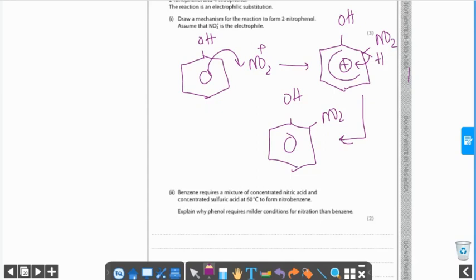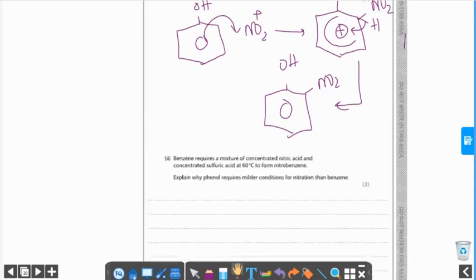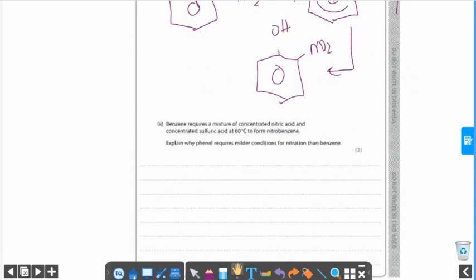Explain why phenol requires milder conditions. You don't need to use the catalyst or warming, such high temperature is not necessary, because phenol can be nitrated just by adding dilute nitric acid. And if you use conc nitric, you get 2,4,6 trinitrophenol, which is picric acid, which is a white precipitate. But if you use dilute, then you have 2-nitrophenol and 4-nitrophenol separately. So that's okay, right? Here we use dilute, that's how you get 2 and 4 separately.